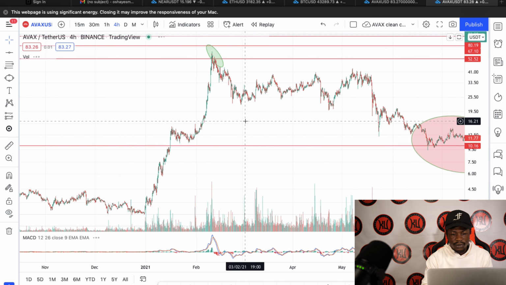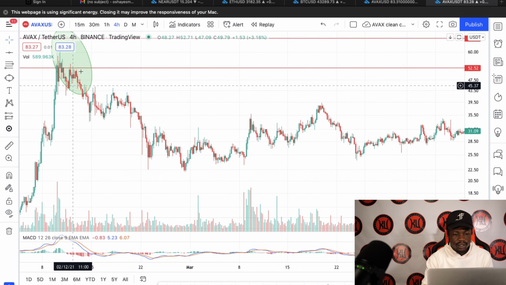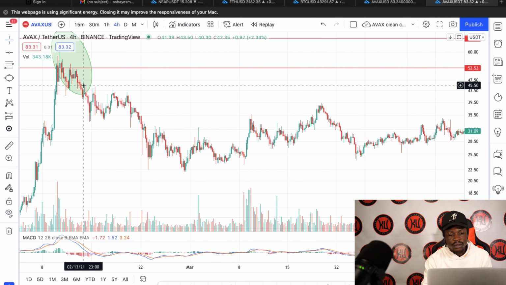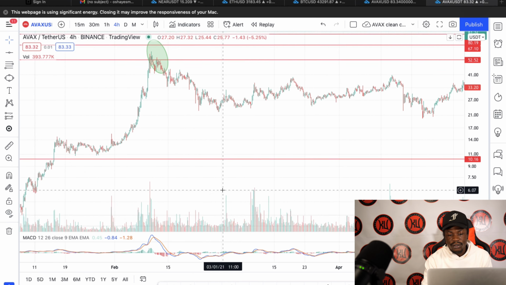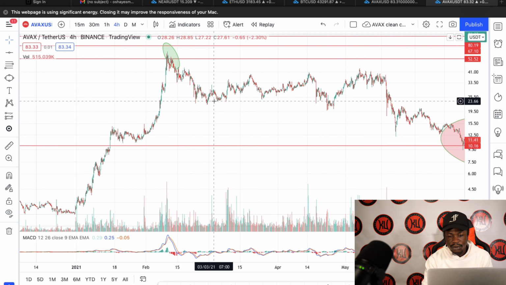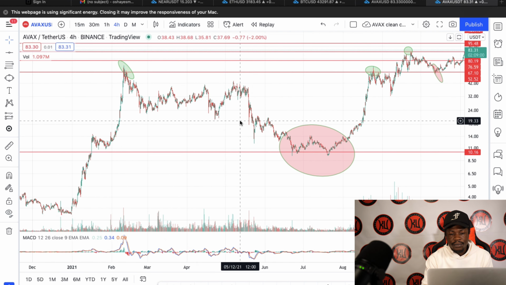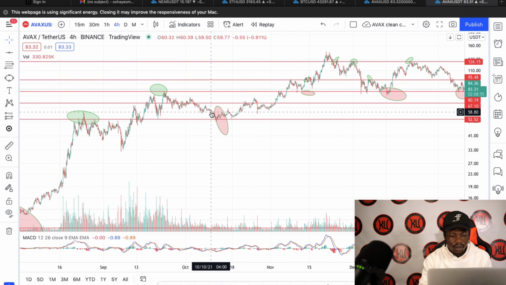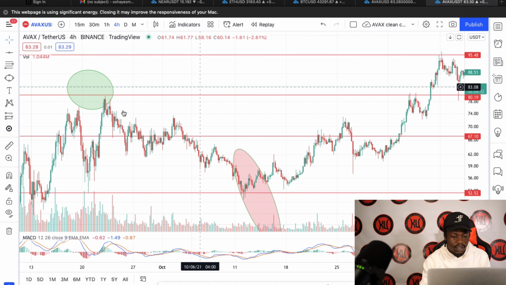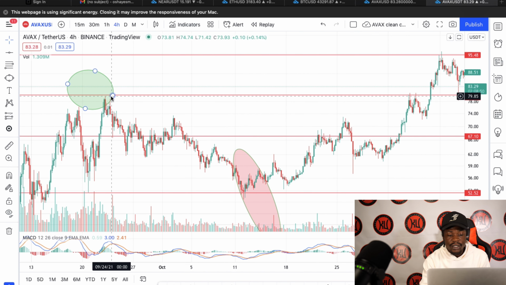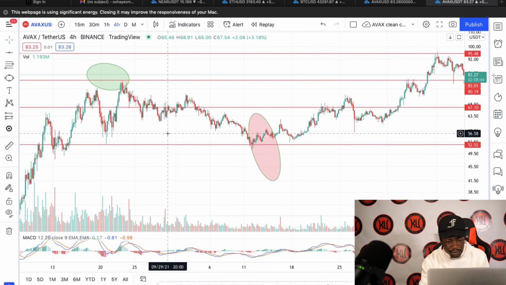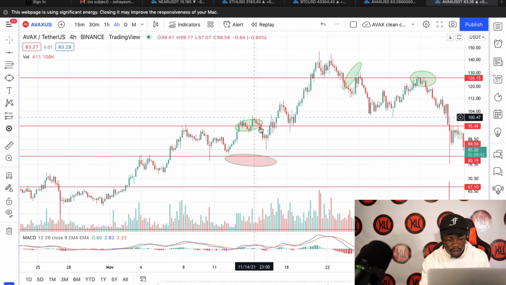Right here also you can see this is tested resistance. Price tested it, gave you a bearish engulfing candle and shot back down to the support area. Alright, so this would be a level of support also. This is also a tested of resistance because price went up there, it didn't break it, it just touched it and started shooting back down to the next level of support. Also right here, this is a tested level of resistance.